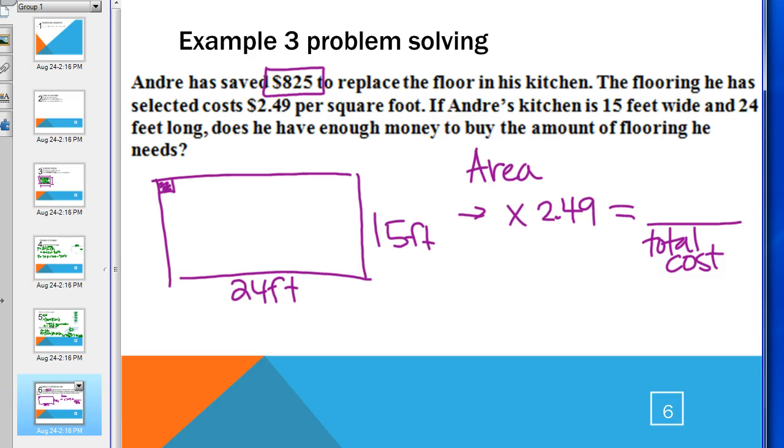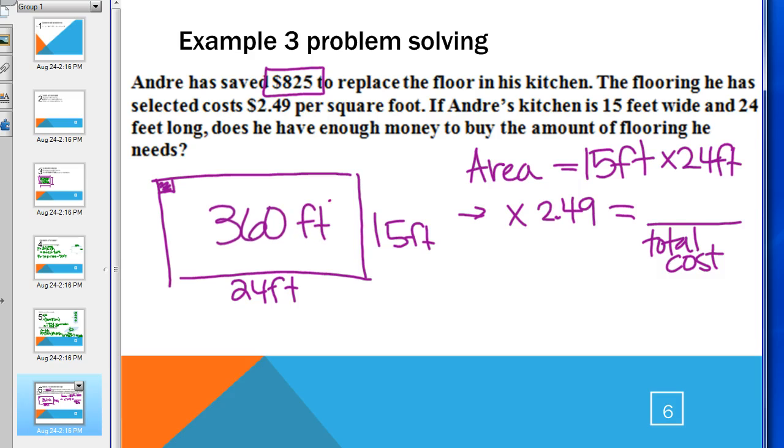All right, so back to the area of this rectangle. How do I find the area of the rectangle? Area is length times width, or width times length, 15 feet multiplied by 24 feet. That's a pretty good sized kitchen. 15 times 24 is 360. 360 square feet or feet squared.